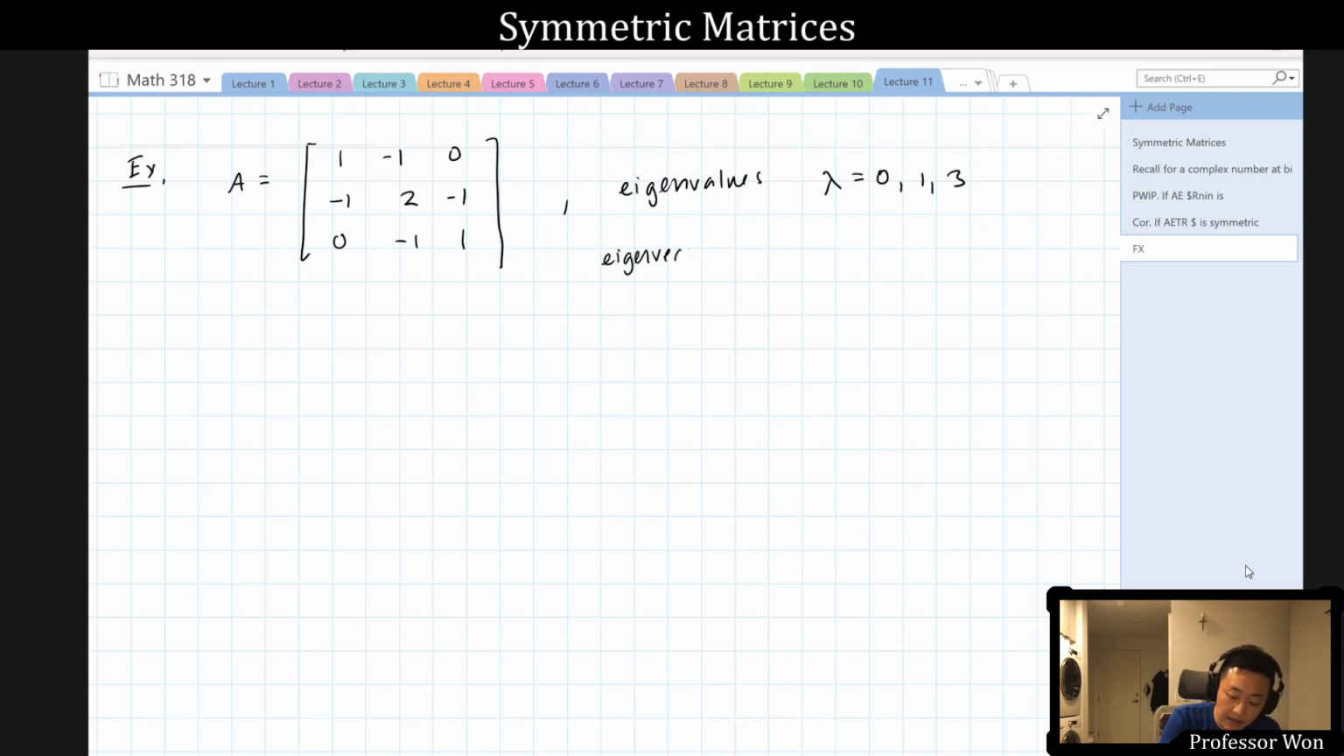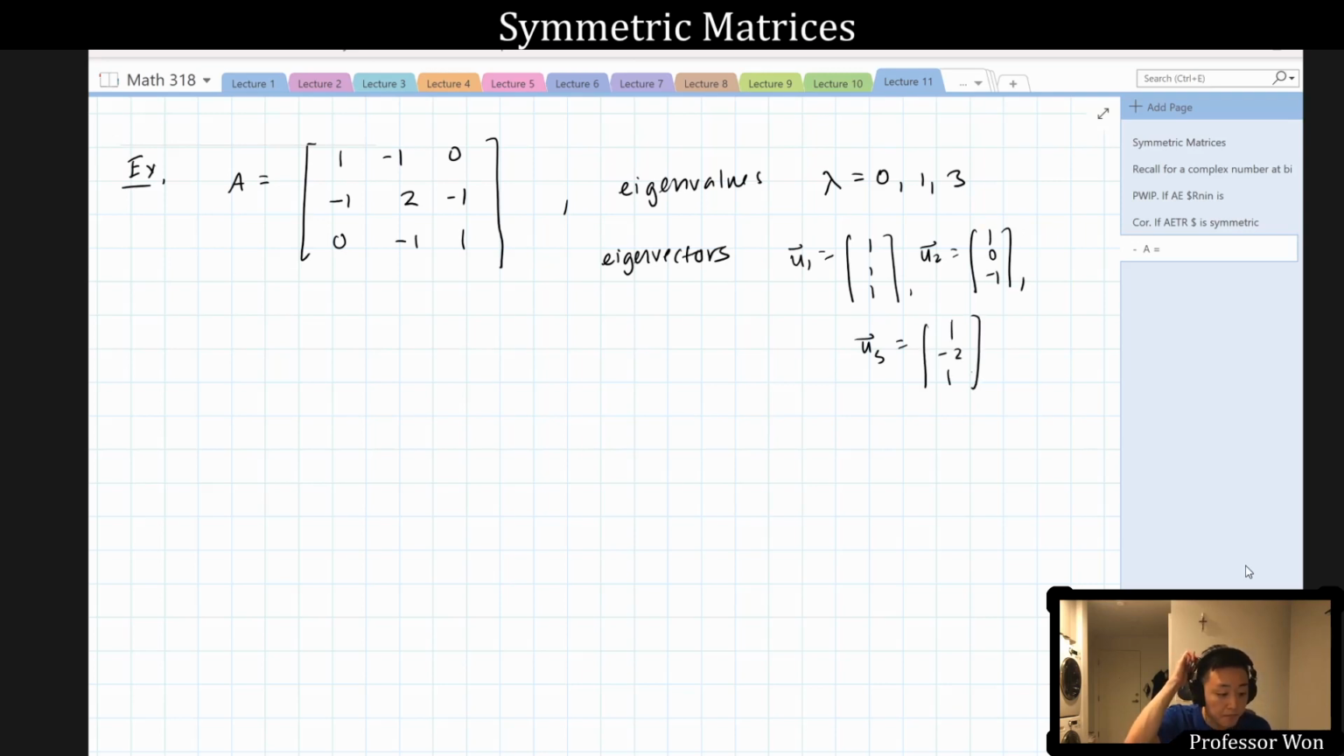So I'll just call it the eigenvectors. Each of them has a one-dimensional eigenspace, and they're spanned by (1, 1, 1), that's the first one; (1, 0, -1), that's the second one; and (1, -2, 1), that's the third one.